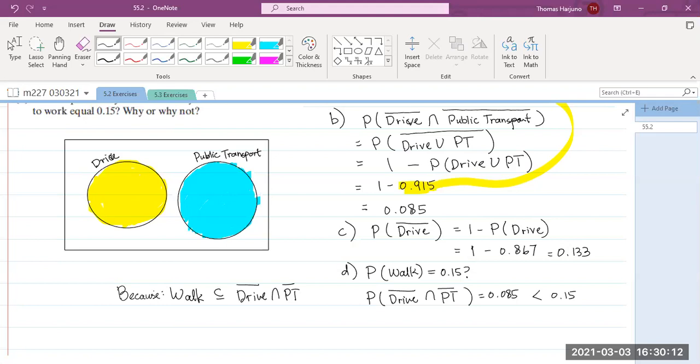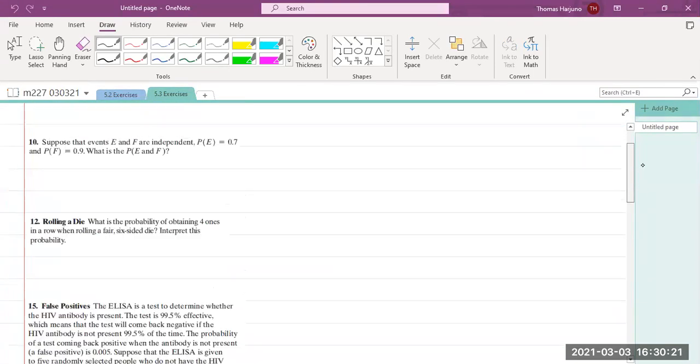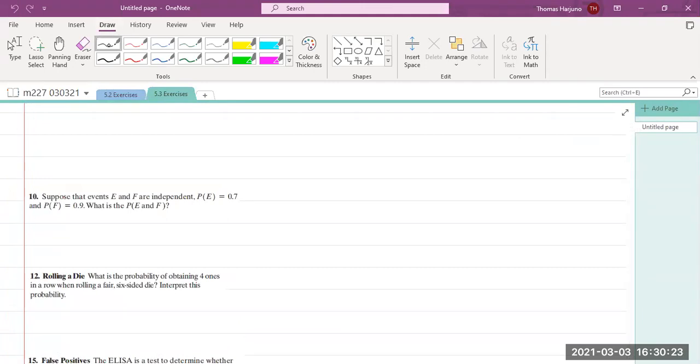Okay, let's see 5.3. 5.3, we will do some exercise here. Okay, but I will start first with the following statement, the following background.